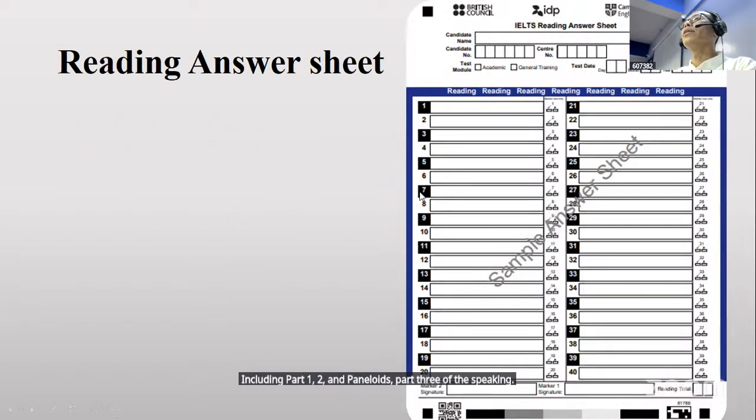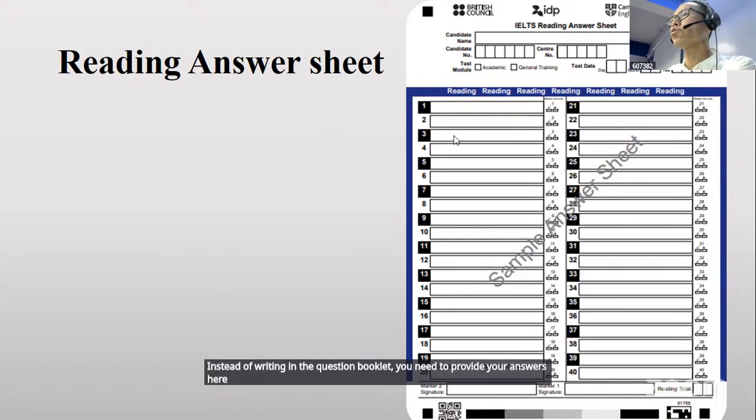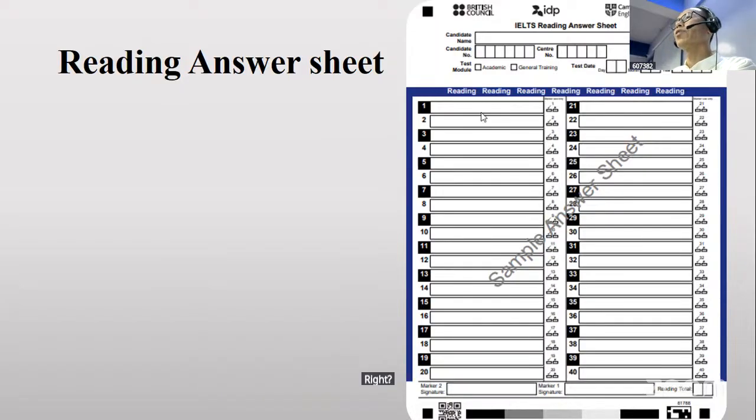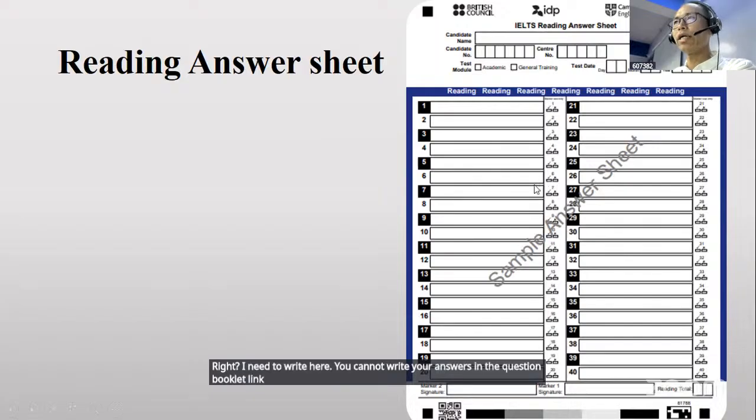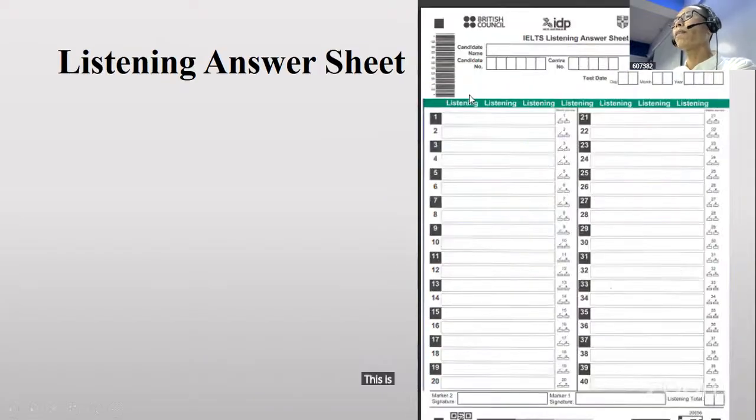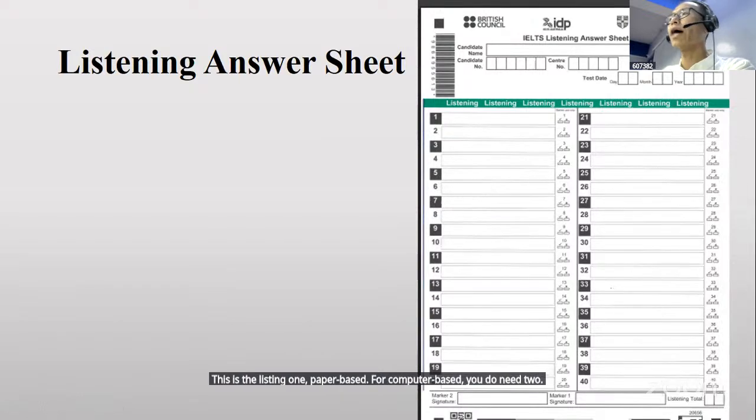Well, this is the reading answer sheet that I have to be telling you. This is where you need to write your answers whenever you practice. Instead of writing in the question booklet, you need to write your answers here systematically, 1, 2, 3, 4, right? You cannot write your answers in the question booklet. And when you come to the reading, this is the paper-based one. For computer-based, you do not need to transfer. You just have to type, and your answers are saved automatically on a system.